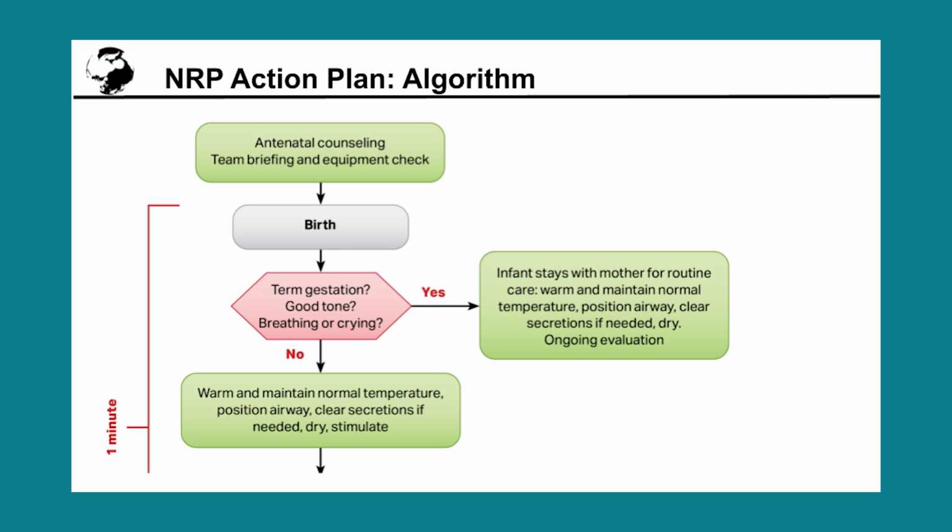If the baby is not term, has poor muscle tone, or is not breathing well, follow the same procedure while providing additional stimulation to the baby. Stimulation can be provided by rubbing the back or flicking the heels. A baby should never be shaken to stimulate.